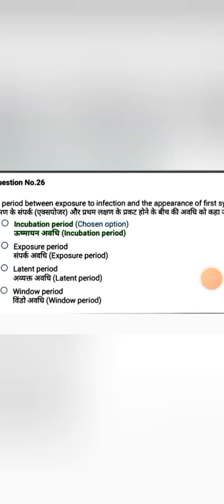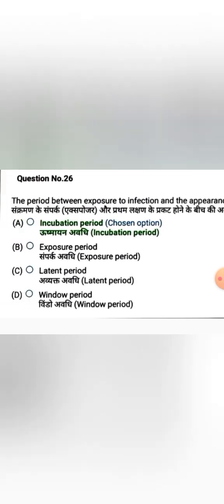Question. The period between exposure to infection and appearance of its first symptom is called. Options. Option A, incubation period. Option B, exposure period. Option C, latent period. Option D, window period. The period between exposure to a particular infectious agent and appearance of the first symptom is called the incubation period. Option A is the correct answer.